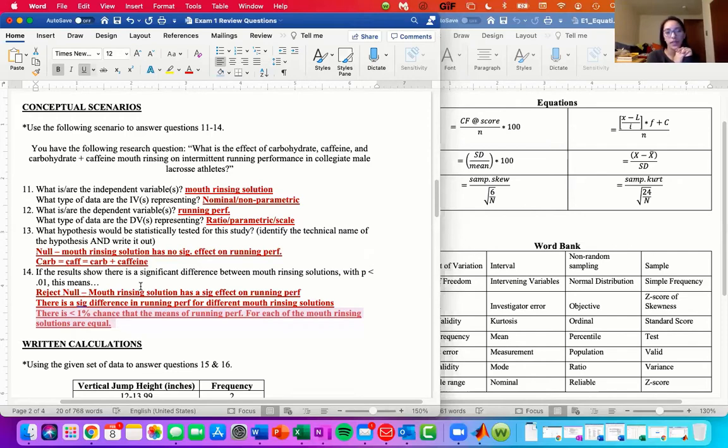All right. Any other questions on scenario type situations? I still kind of don't understand what we would use. Like if it's asking what hypothesis would be statistically tested for this study, when would it be the research hypothesis? Would we always just do the null first, and then when you're rejecting the null, that's the research hypothesis? Correct. Right. So everything is centered around the null.